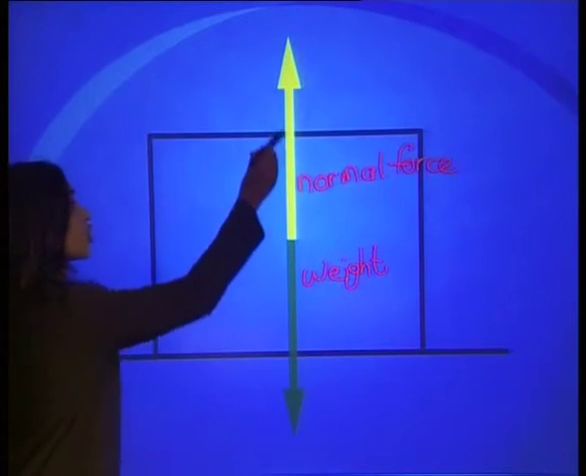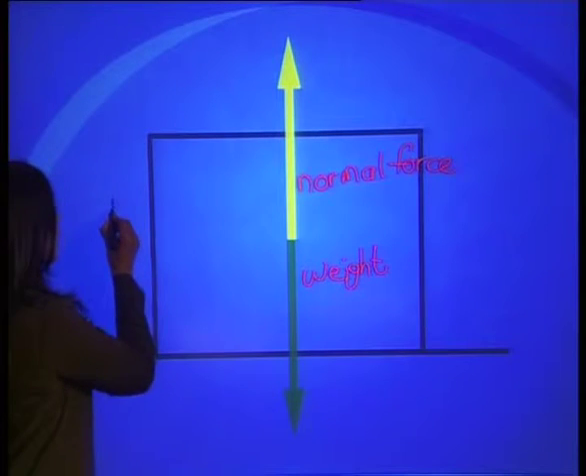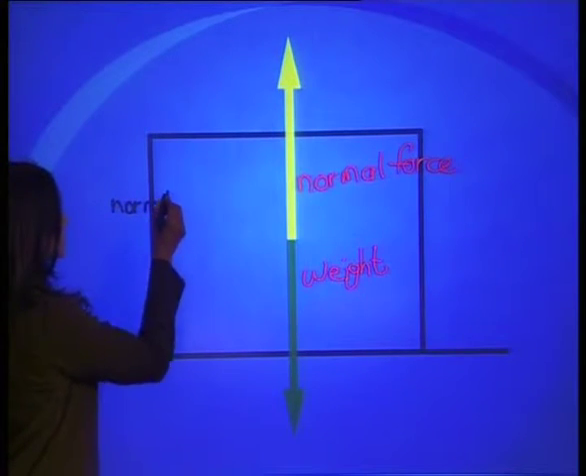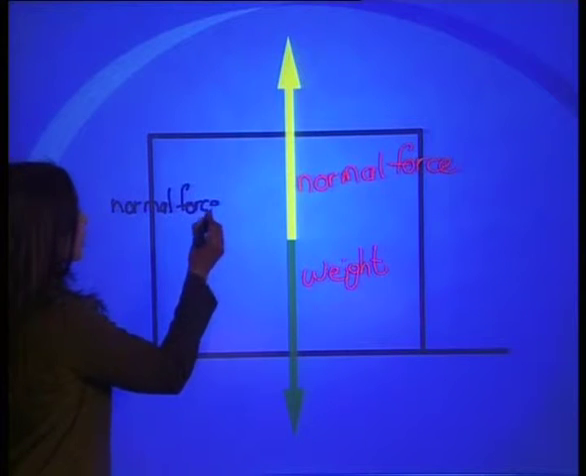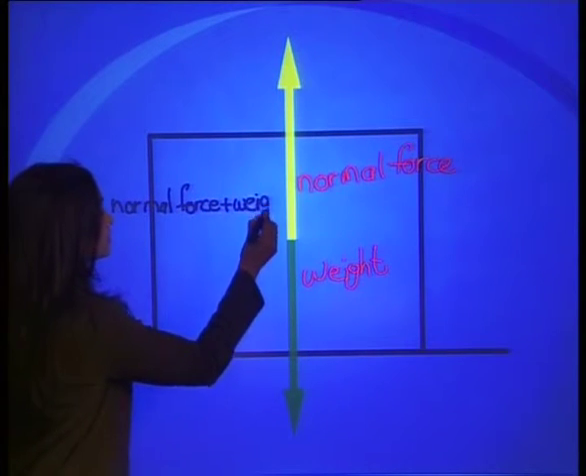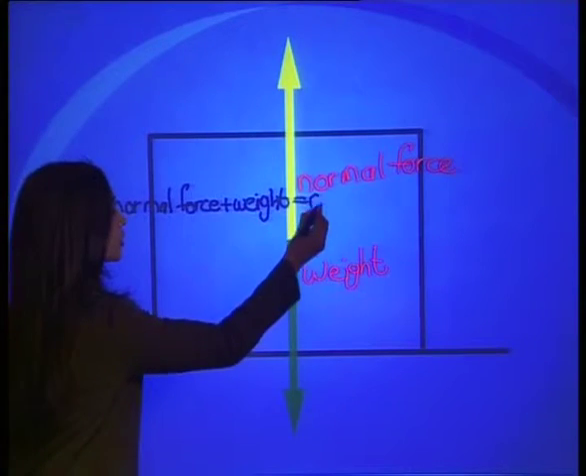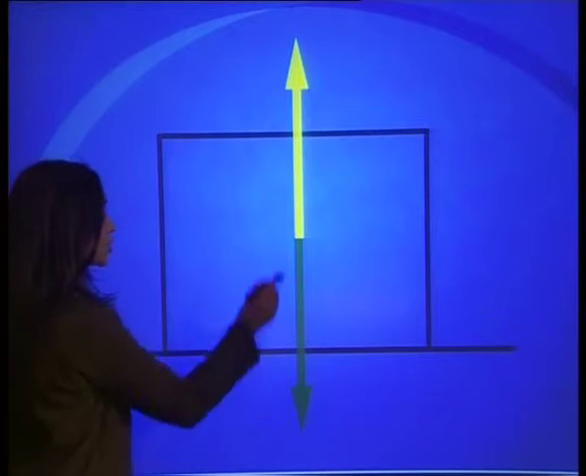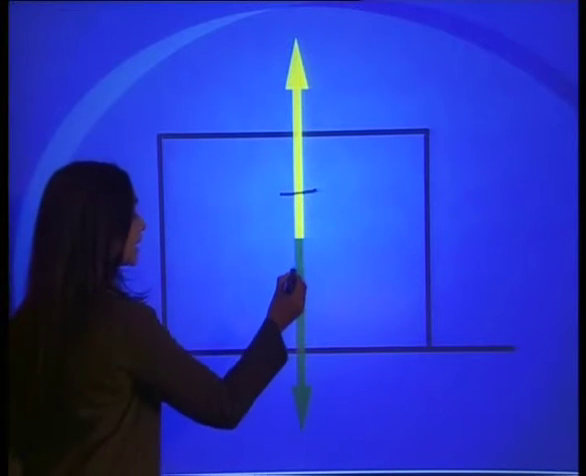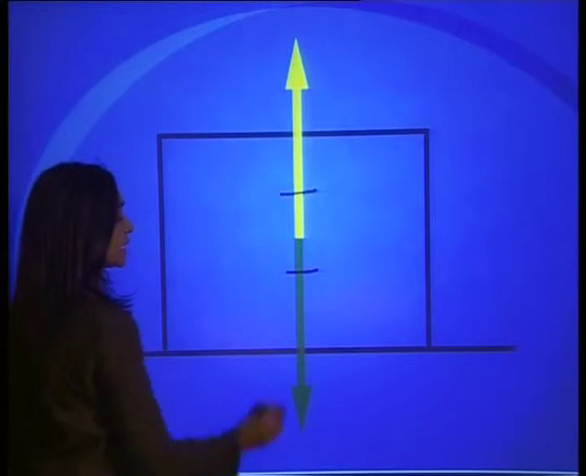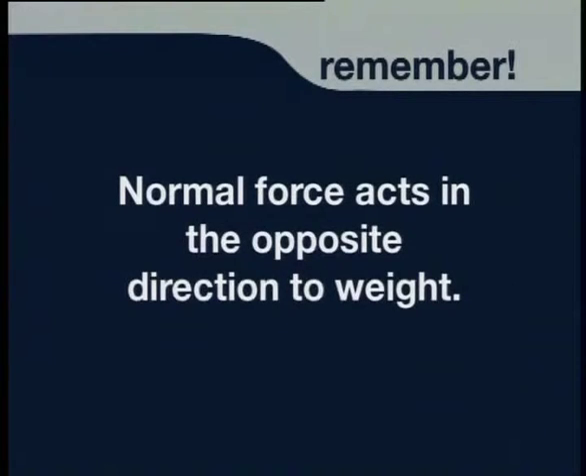Now, if we add the normal force and the weight of the body, we have the normal force plus the weight is equal to 0. We will find that there is no resultant force. Therefore, the normal force must have the same magnitude as the weight. Look at this diagram. To show that they have equal magnitudes, I will mark each of them with a little line, as we do for lines of equal length in maths. Remember that the normal force acts in the opposite direction to the weight.